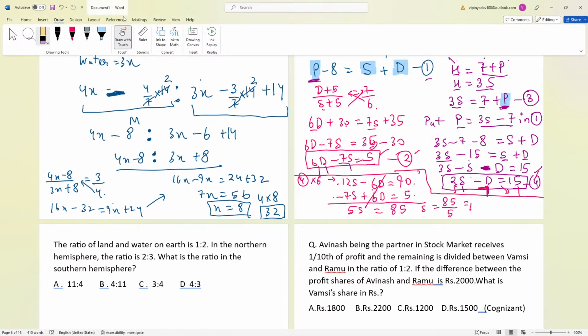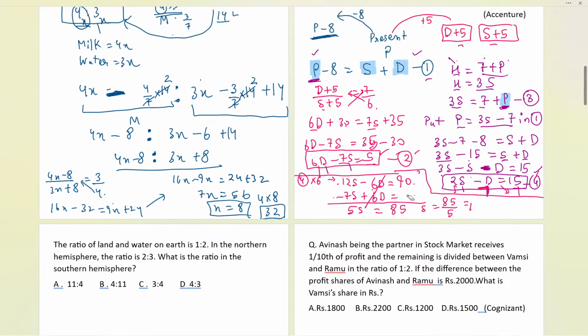Okay, we are not subtracting. We are adding here. So we have to write it like this. 595 it will become now. And if it is 95, then 5 times 19 is 95. So S we have got as 19.